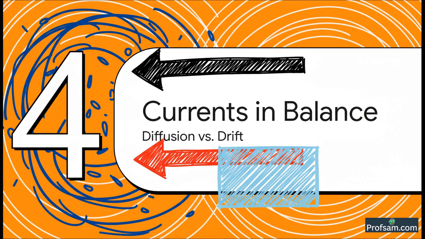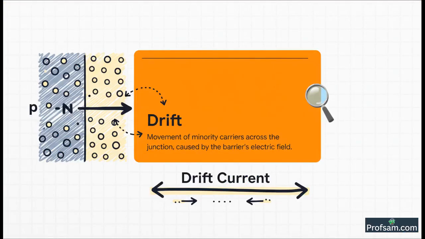But the story doesn't end there. In fact, this barrier itself creates a second type of current, one that flows in the opposite direction. And it's this second current that finally brings the whole system into a perfect, stable balance. This second process is called drift.